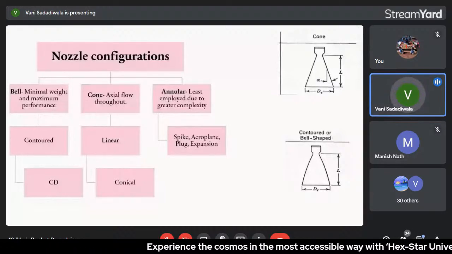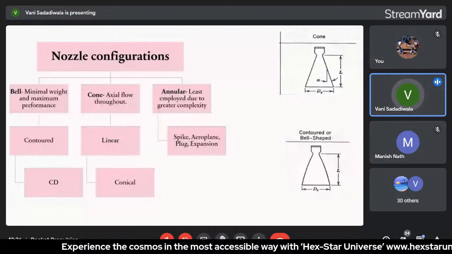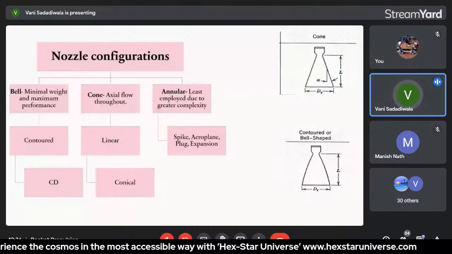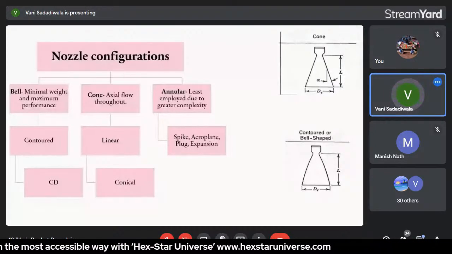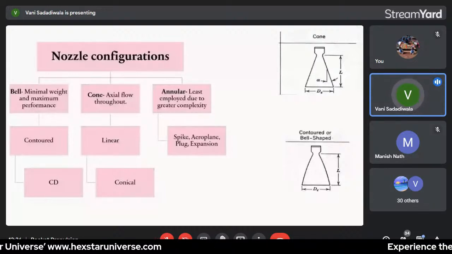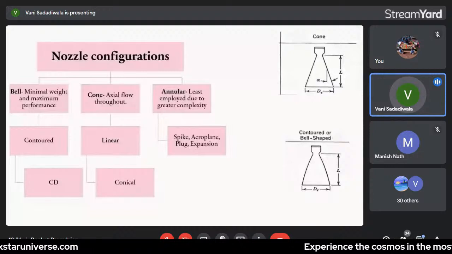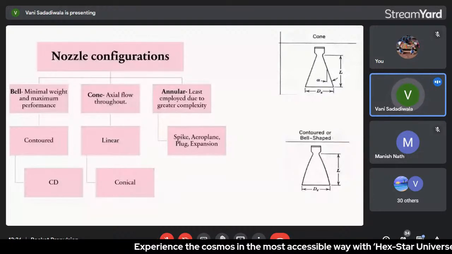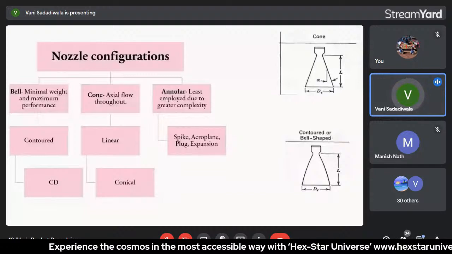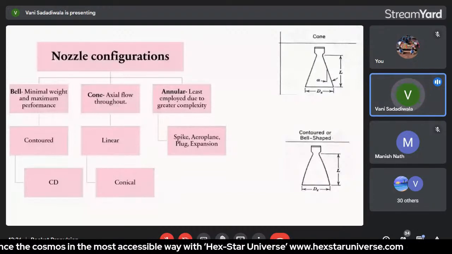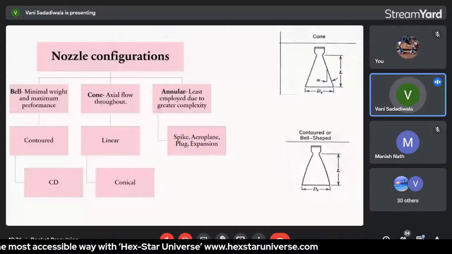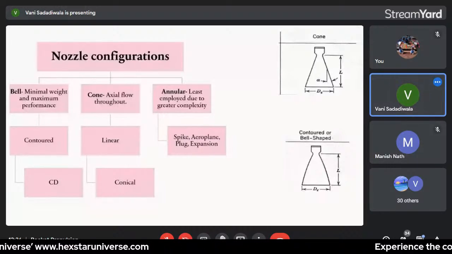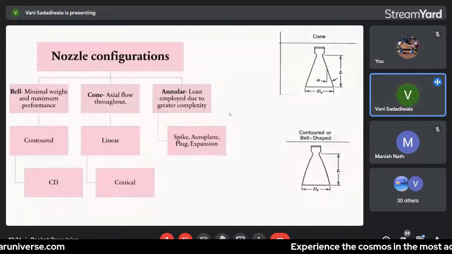So bell is further bifurcated into contoured and CD. Cone is further bifurcated into linear and conical. And the third is the annular, which is divided into spike, aeroplane, plug, and expansion. These are the types which are not generally used due to their greater complexity, and also due to the unwanted configurations which make it impossible to employ them in heavy working devices.